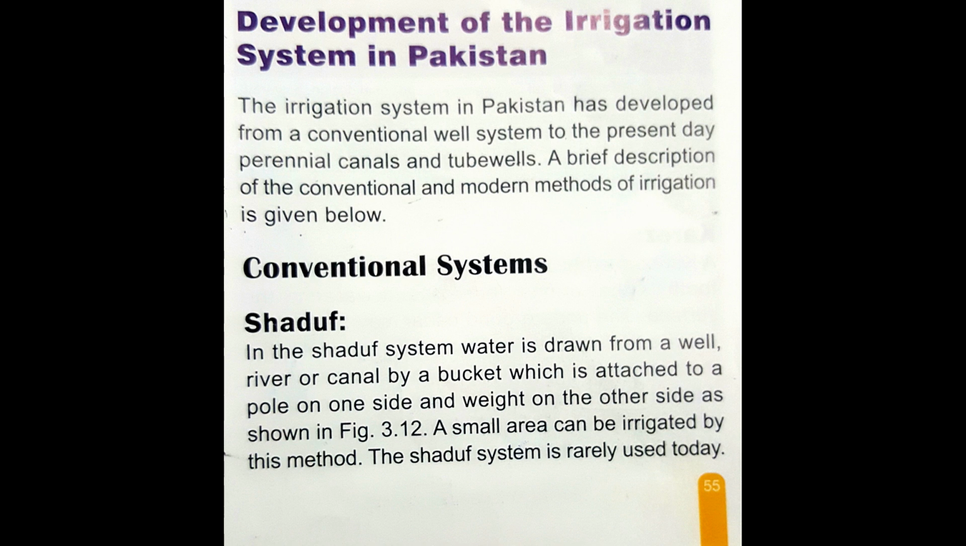First of all, we will discuss conventional systems. Students, the first system is Shadoof. In the Shadoof system, water is drawn from a well, river or canal by a bucket which is attached to a pole on one side and a weight on the other side, as shown in figure 3.12. A small area can be irrigated by this method. The Shadoof system is rarely used today.